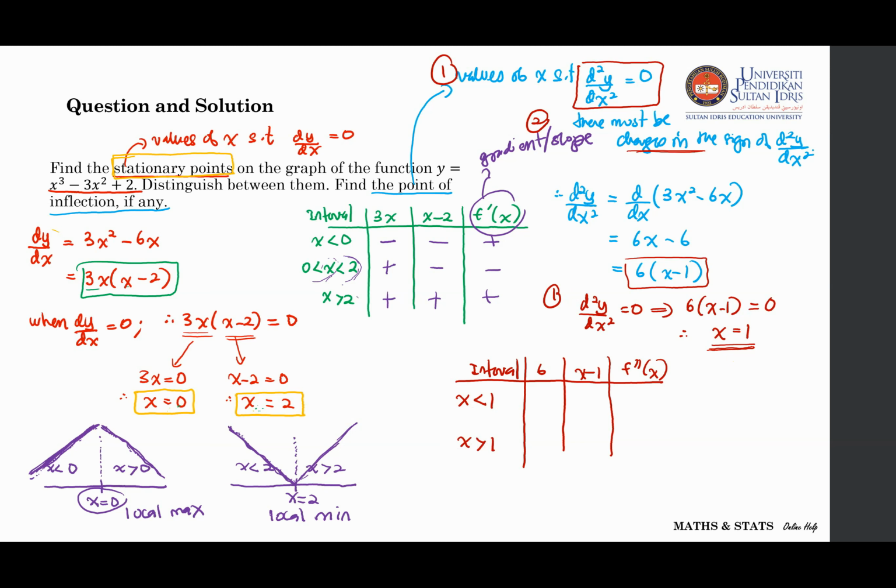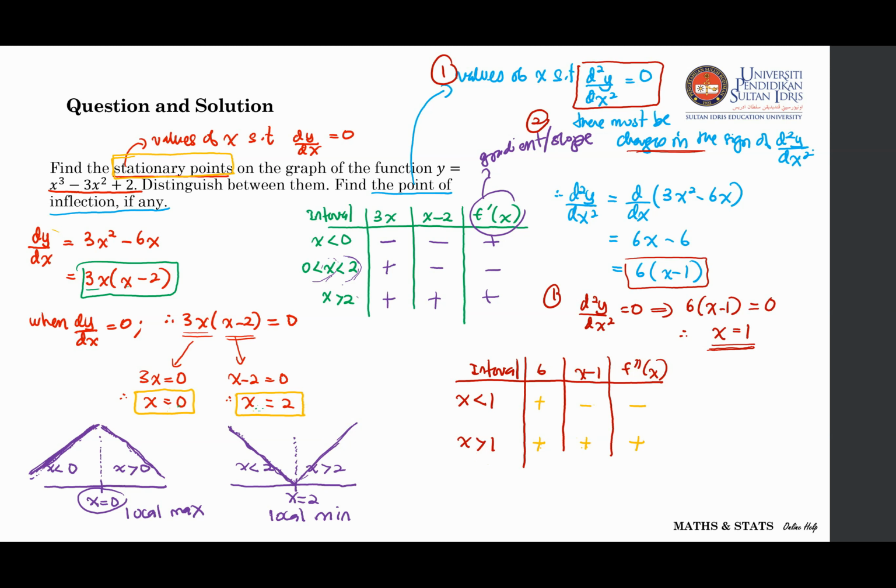For this purpose, again, you can choose any value which you think is easier to compute. For example, if x is less than 1, you can pick -1. So when x is -1, the factor 6 remains a positive value, while x minus 1 is going to be negative. When you multiply these two factors together, you will have a negative sign. Now for x greater than 1, you can choose any value, for example 2. So 6 is positive, and 2 minus 1 is also positive. Therefore, when you multiply the two factors, the second derivative is going to be positive.